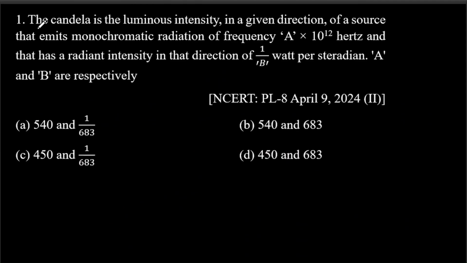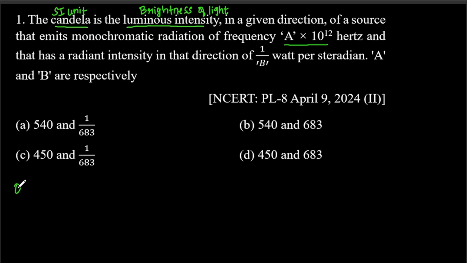The first question is, the candela is the luminous intensity in a given direction of a source that emits monochromatic radiation of frequency A into 10 power 12 Hz. First, what is luminous intensity? Luminous intensity measures the brightness of light emitted in a specific direction, and candela is the SI unit of luminous intensity.